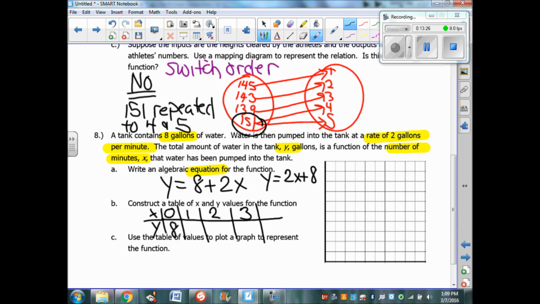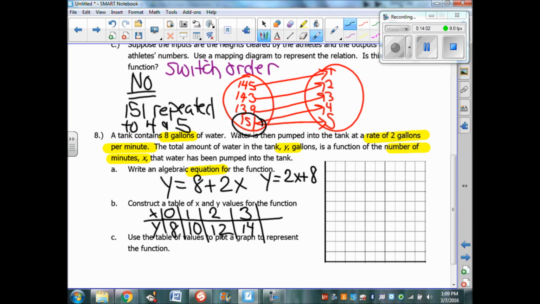Now, after 1 minute, what do I have? I have 8 gallons plus 2 more, so that gives me 10. And then at 2 minutes, I had 8 gallons, but then I added 2 more, and then I had 2 more. So now I've got, whoops, I lied, 12 gallons. And then hopefully you're seeing this pattern here, 8, 10, 12. I should have 14 after 3 minutes.